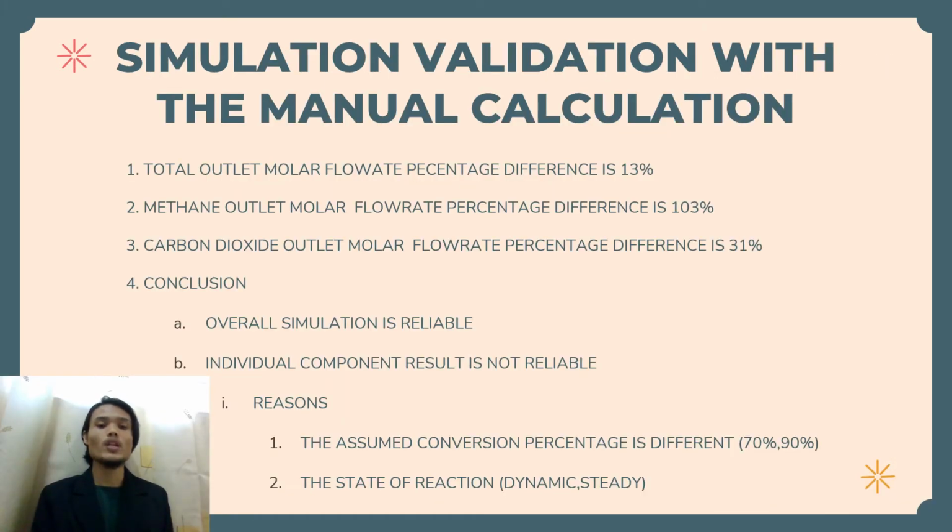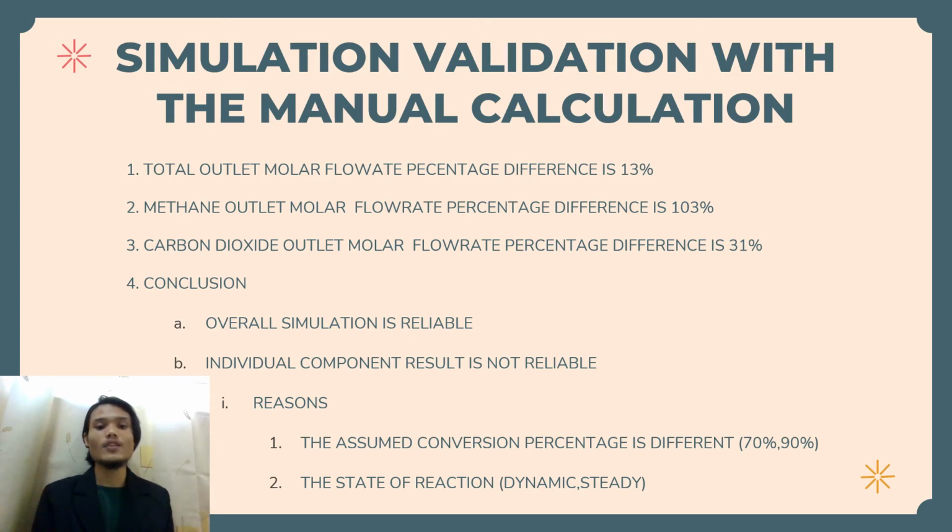Next is the simulation validation with the manual calculation. From our findings, first, the total outlet molar flow rate percentage difference is 13%. Second, the outlet molar flow rate of methane is 103%. Third, the outlet molar flow rate of carbon dioxide is 31%. So in conclusion, the overall simulation result is reliable since 13% is less than 15%.